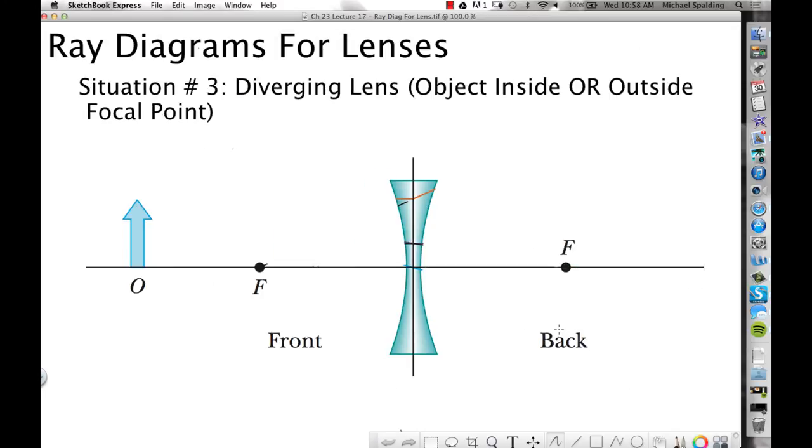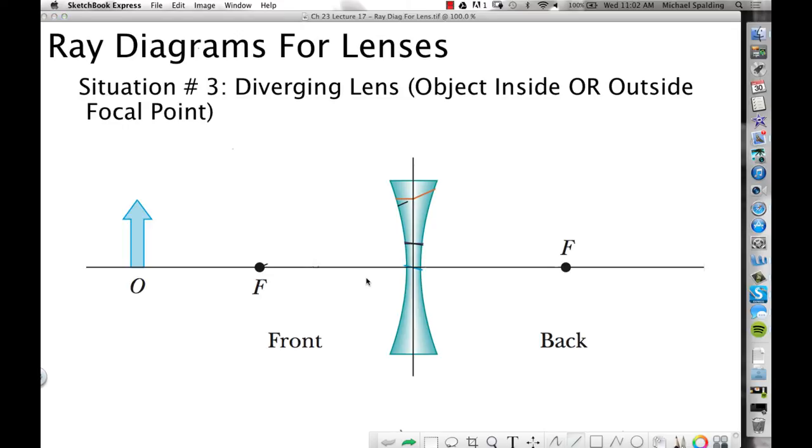Okay, final screen. Now here, guys, it does not matter. You're going to get the same ray diagram if you take this object and stick it inside the focal point. So this is the final situation. Diverging lenses only have one ray diagram because it doesn't matter which side of the focal point the object is on. You'll see what I mean when you draw it.